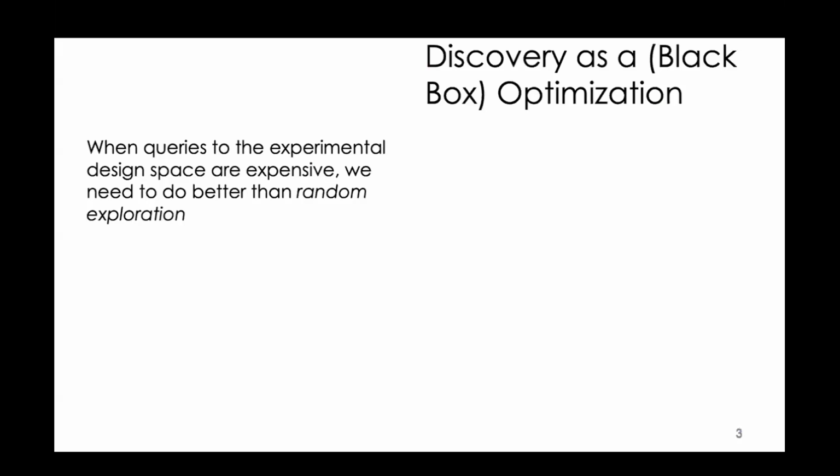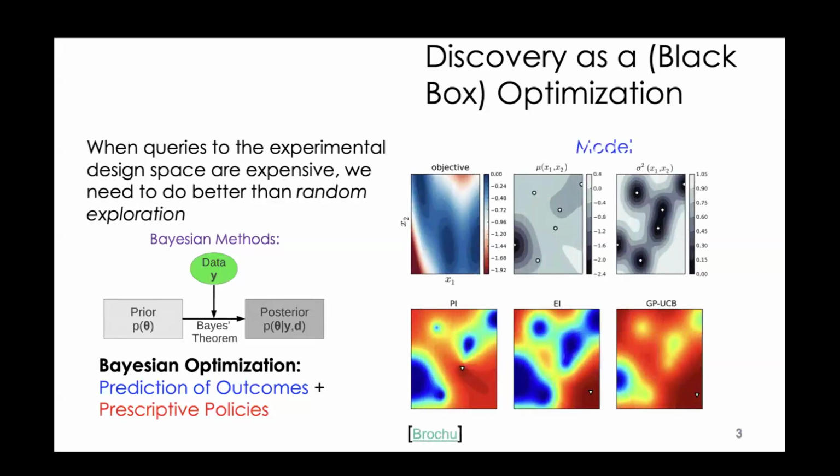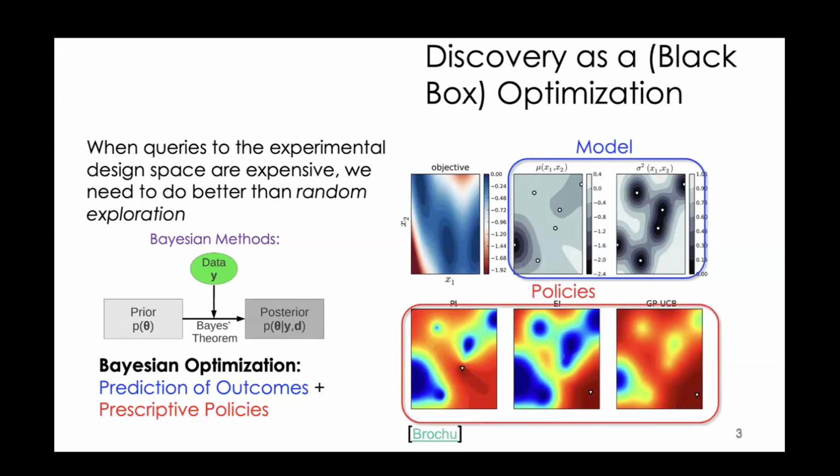So, in this context, we're trying to map this discovery process as a black box optimization problem where we're using Bayesian methods. They have been discussed significantly in this session. We're trying to build some type of stochastic model that predicts the outcome of experiments that we haven't run yet, anchored by some finite number of observations.